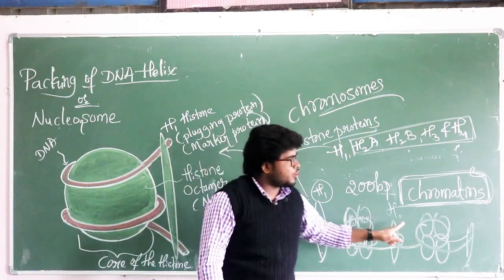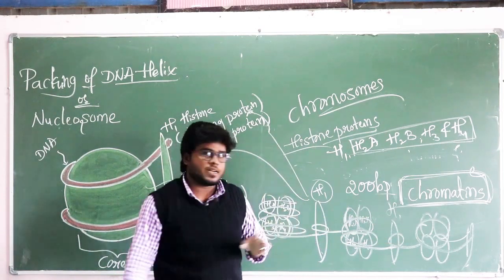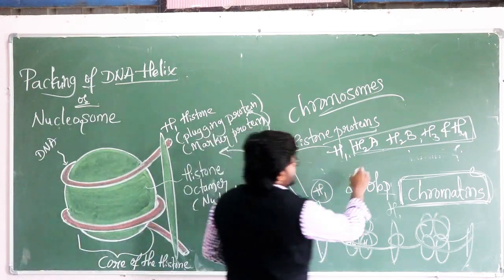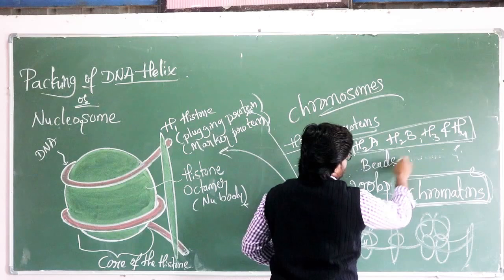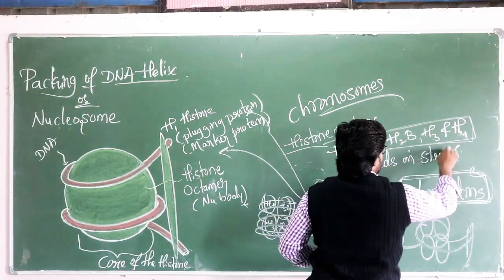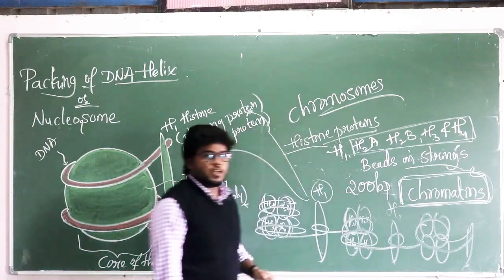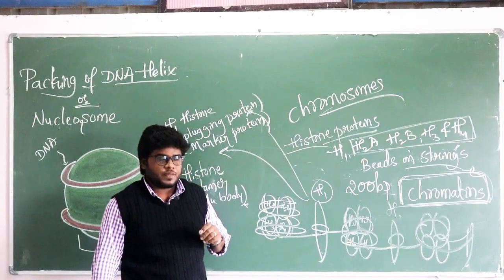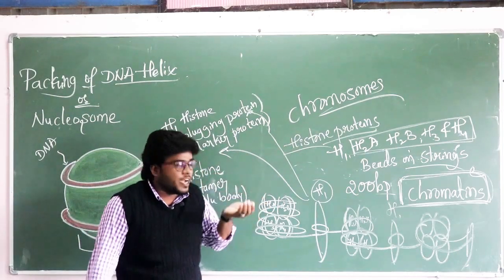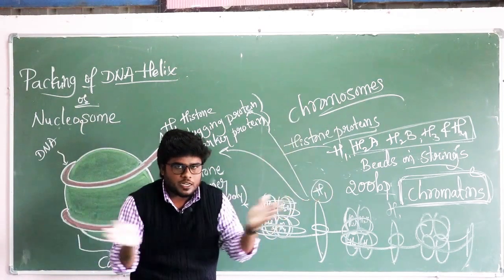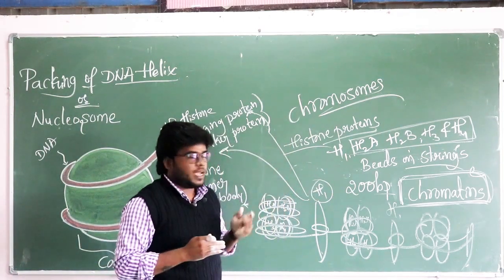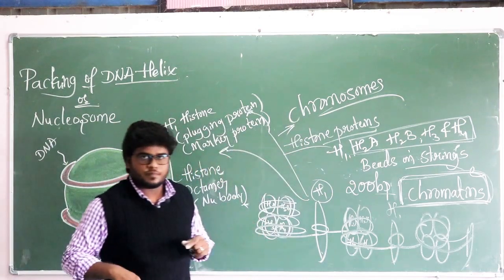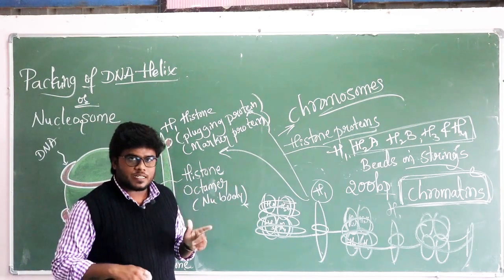Those are called the chromatins. Okay, these chromatins look like beads on a string structure when viewed under the electron microscope. These beads on string structures form the chromatin fibers. These chromatin fibers undergo condensation in the metaphase stage of the cell division and form the chromosome.